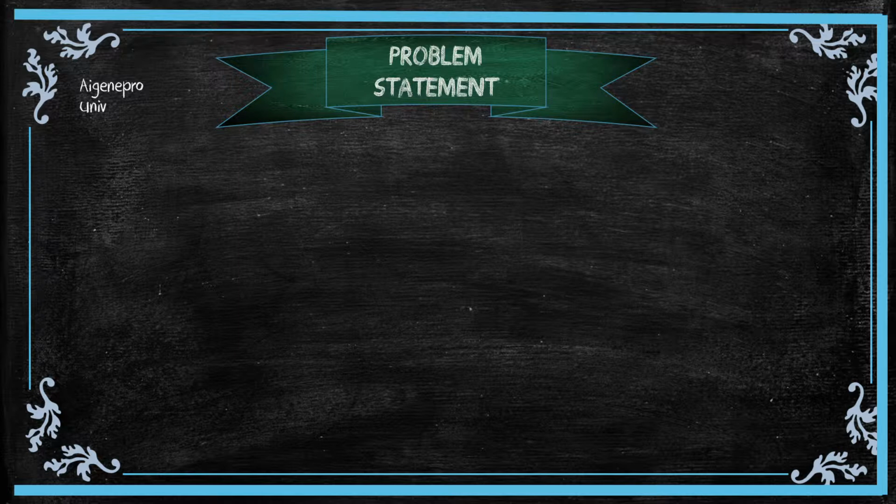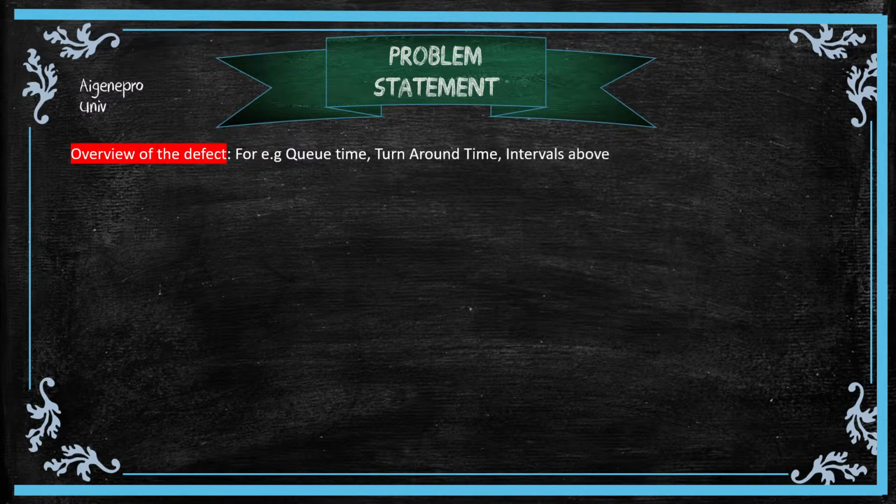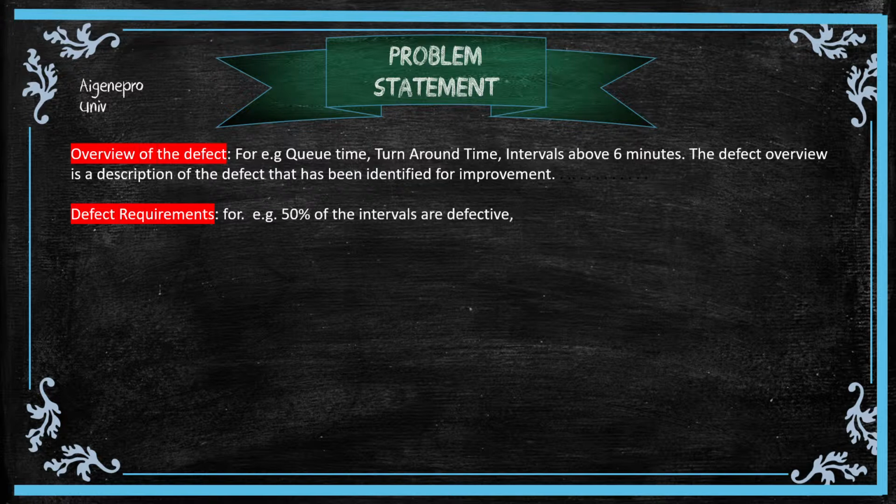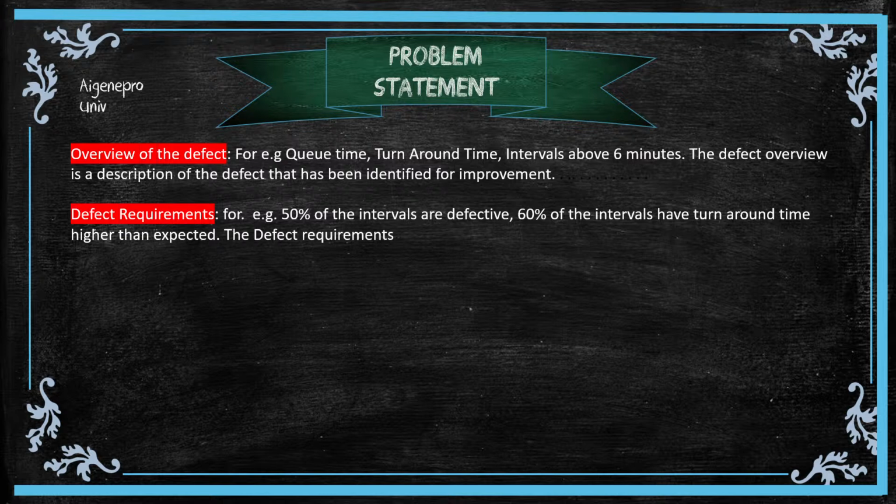There are 4 elements of the problem statement. Overview of the defect. For example, queue time, turnaround time, intervals above 6 minutes. The defect overview is a description of the defect that has been identified for improvement. Defect requirements, for example, 50% of the intervals are defective. 60% of the intervals have turnaround time higher than expected. The defect requirements give the magnitude of the defectives.